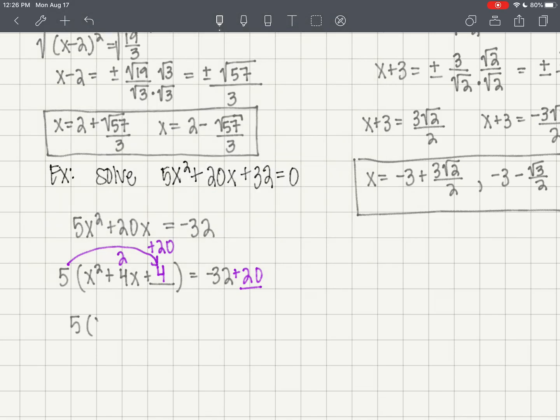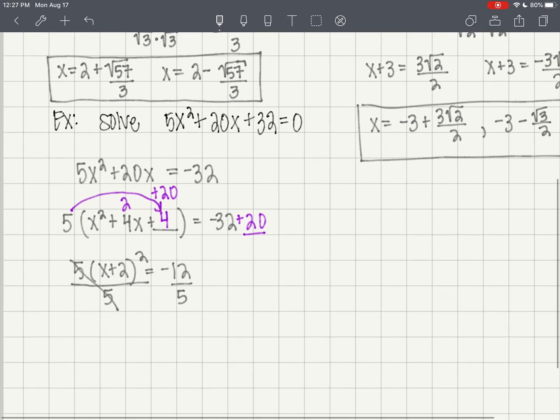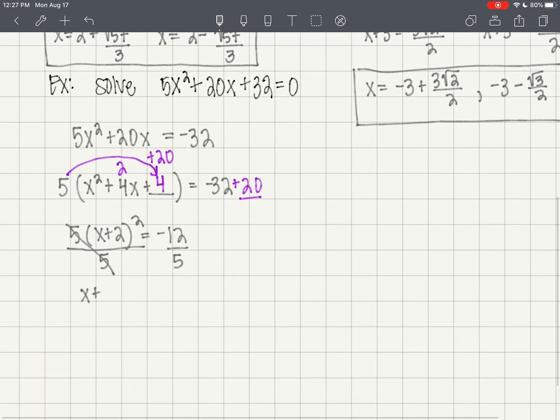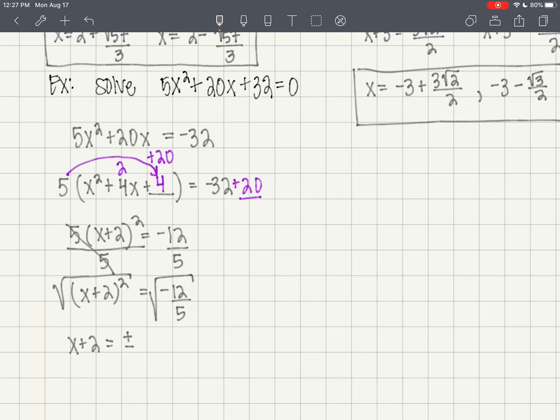So we've got 5 times the quantity, x plus 2 quantity squared equals -12. Divide both sides by 5. And it looks like we have an imaginary number. The reason we know that is because when we square root both sides, we're going to have that negative on the inside. So we've got x plus 2 equals plus or minus. Don't forget, when you square root both sides, you have plus or minus. And then I'm going to take the i out, and then I've got the square root of 12 over the square root of 5.